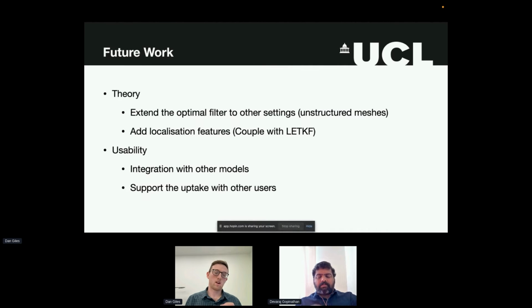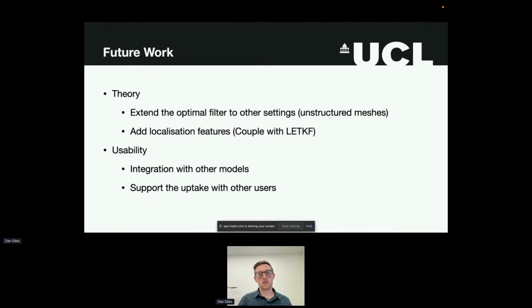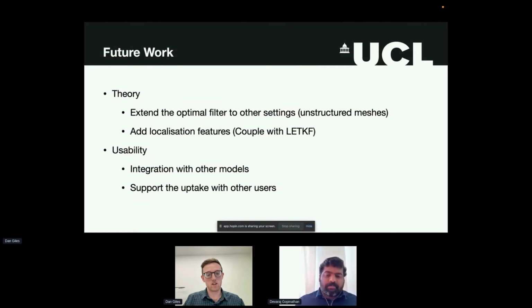And then on a usability side, we really would wish and hope that this platform's uptake is used by a broader audience. So we're going to try and support the uptake with other users in different modeling settings. So that's kind of it for me. So you'll hear from Devraj now. But yeah, so thank you for listening. Look forward to any questions you have.